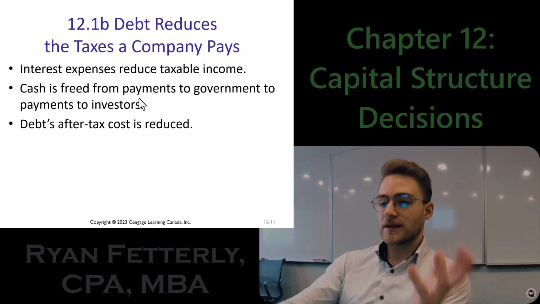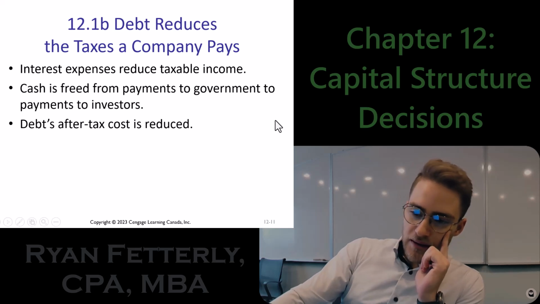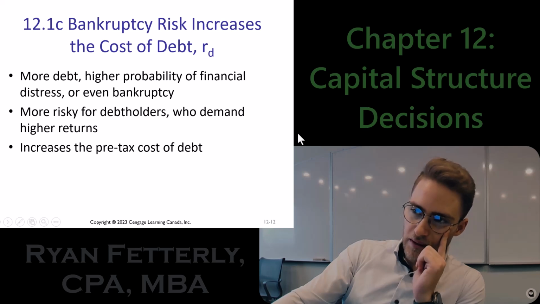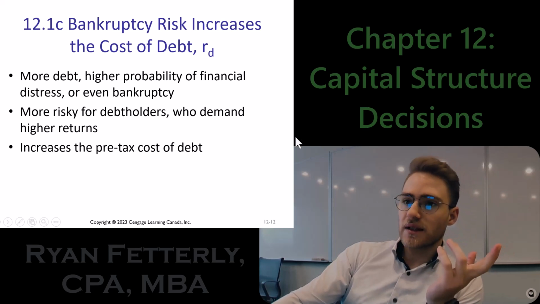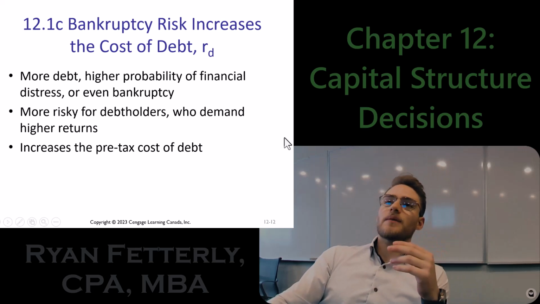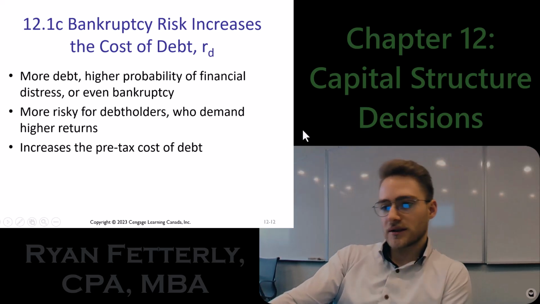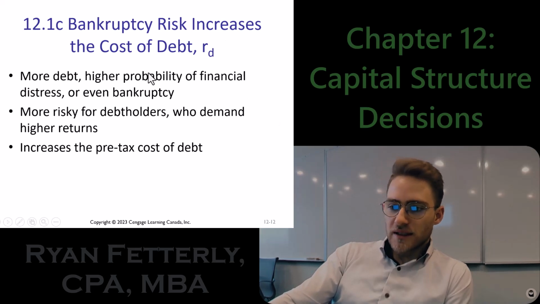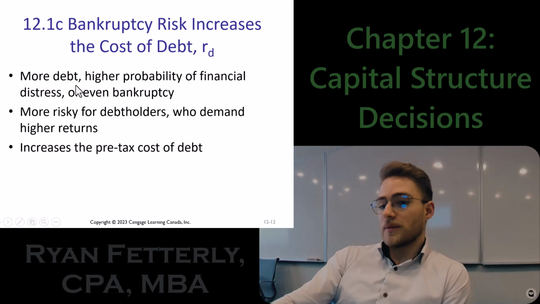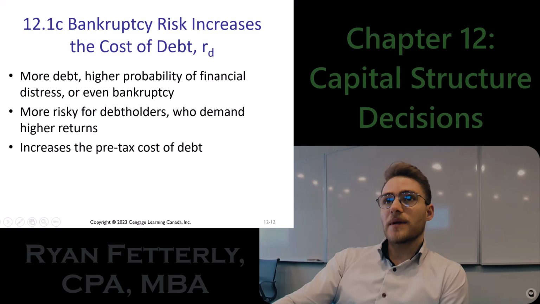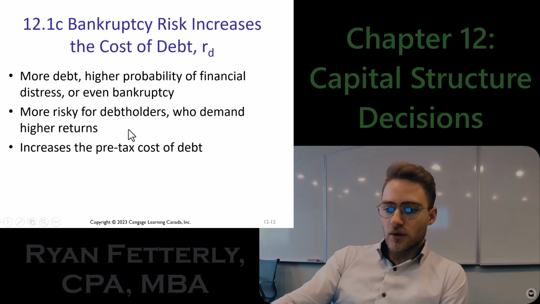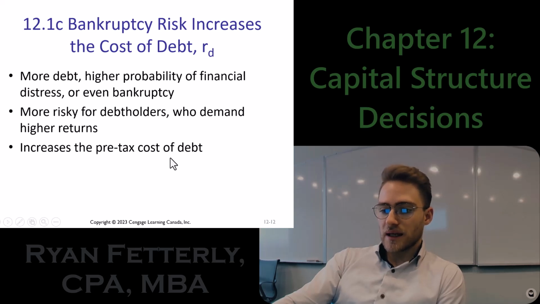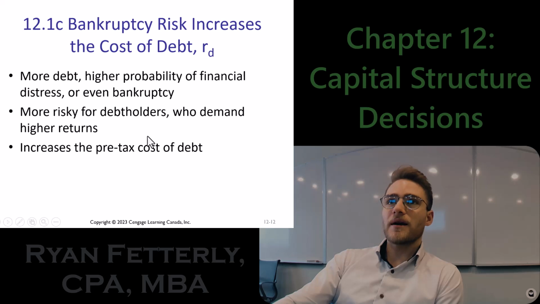We factor in interest into that as well. And then the after-tax cost of debt is reduced because we can deduct the interest, therefore debt actually costs less because we get a portion of the interest back from tax deductions. So bankruptcy risk increases the cost of debt, which is RD. More debt, higher probability of financial distress and bankruptcy as well, and then it's more risky for debt holders who demand higher returns, and that increases the pre-tax cost of debt as well. So very high level, right?